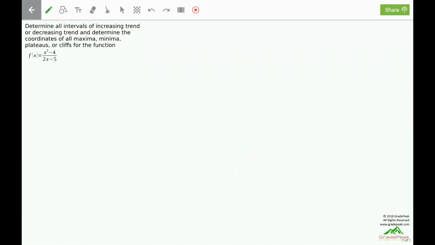Determine all intervals of increasing trend or decreasing trend and determine the coordinates of all maxima, minima, plateaus, or cliffs for the function f of x equals (x squared minus 4) divided by (2x minus 5). The first thing to do is find the domain.